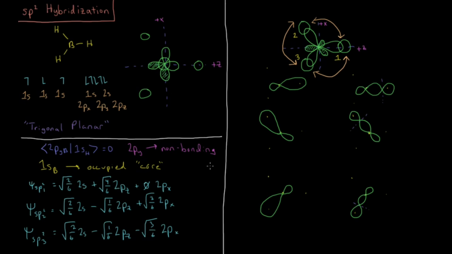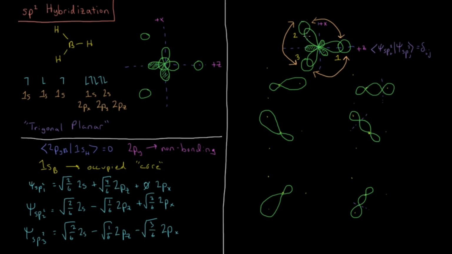So to state that in terms of an integral, as I have there, I can say the integral of sp2 i times sp2 j is equal to delta ij. So it's the Kronecker delta. It's 1 if i is equal to j, and it is 0 otherwise.